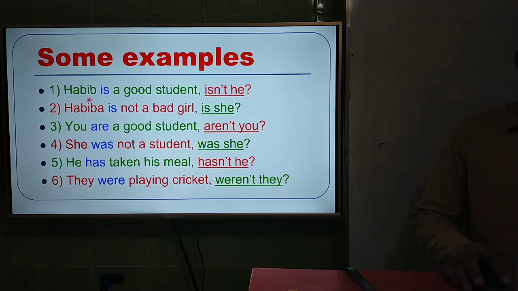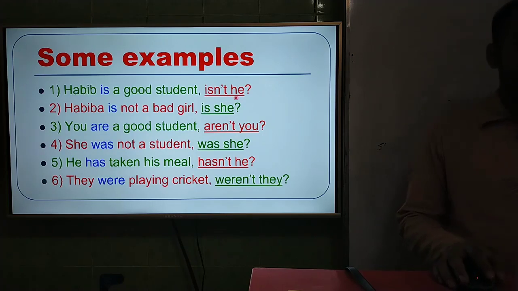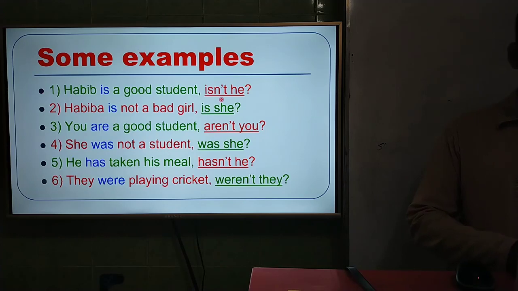As the sentence is affirmative, we have to write a negative take. That's why the answer is "isn't he". Another rule is that when we write a negative take question, we have to write it in short form. That's why it is "isn't". We cannot write "is not he". We have to write "isn't he".